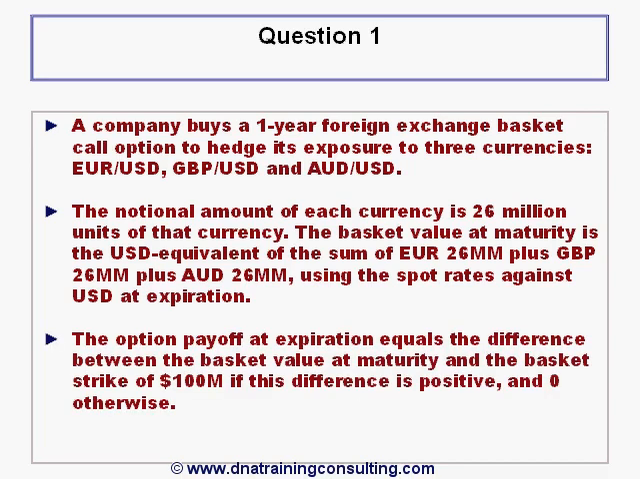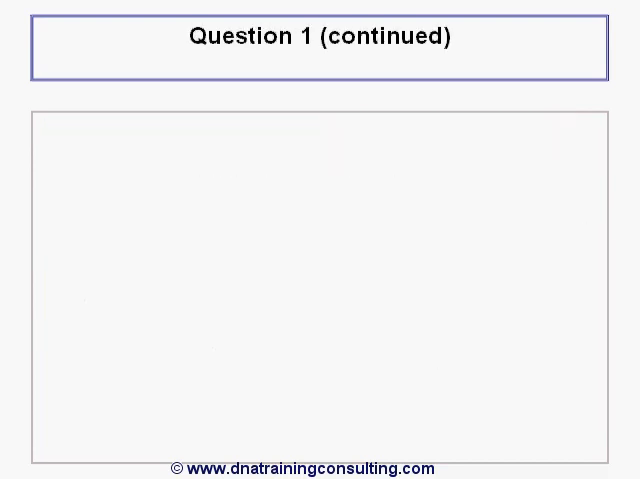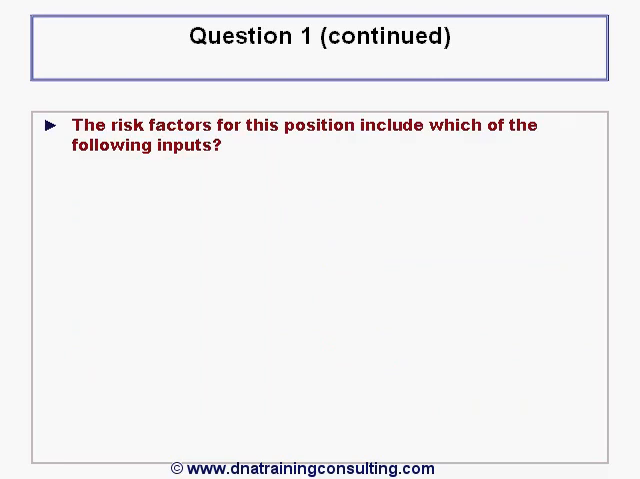The option payoff at expiration equals the difference between the basket value at maturity and the basket strike of 100 million US dollars if this difference is positive and 0 otherwise. The risk factors for this position include which of the following inputs?